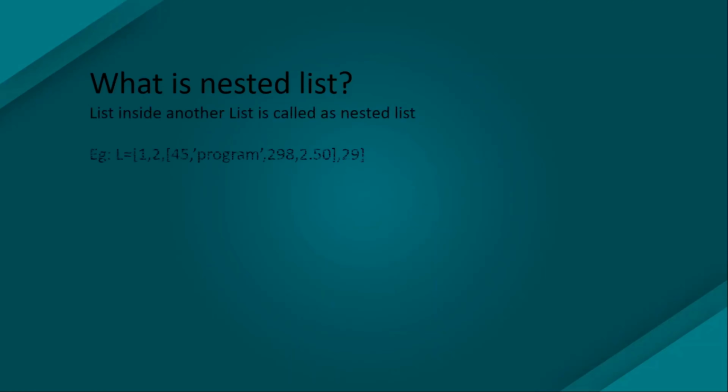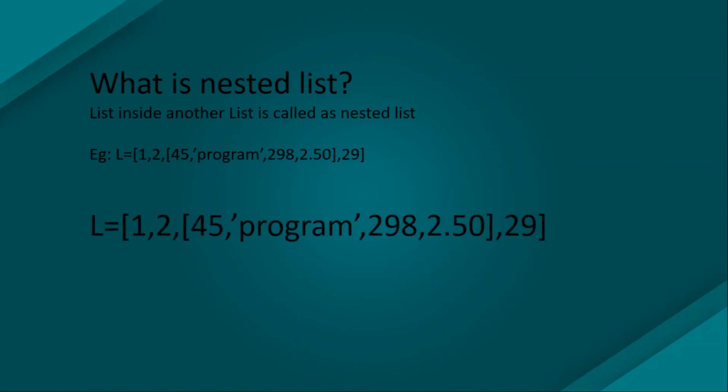A list also has the concept of a nested list. And now, what is a nested list? A list inside another list is called a nested list. So let's see an example. In the above example, index 1, 2, and then the third list, and then 29, or 0, 1, 2, 3. Here the entire list is treated as an item.